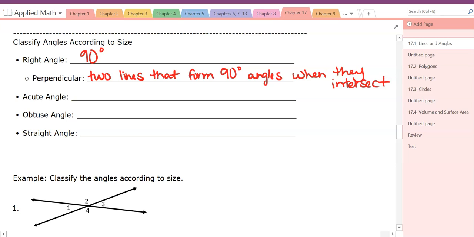An acute angle has to be greater than 0 degrees, but less than 90 degrees. You can't have a 0-degree angle, otherwise it doesn't exist. So that's why it has to be greater than that. It could be a teeny tiny angle, but most of the time it's anywhere between 0 and 90. So we would say greater than 0 degrees, less than 90 degrees.